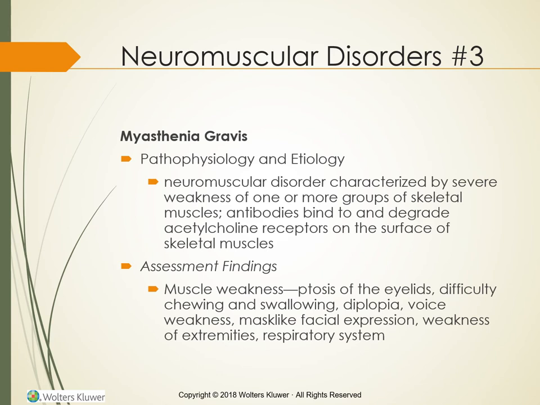Pathophysiology and etiology. Although its exact cause is unknown, the disease is believed to be autoimmune in nature. It develops when antibodies, perhaps produced by the thymus gland, bind to and degrade acetylcholine receptors on the surface of skeletal muscles. The outcome is extreme muscle weakness during activity. Strength is restored with rest. See figure 37-10, page 631. Inhibition of synaptic transmission of acetylcholine in myasthenia gravis leads to profound muscle weakness.